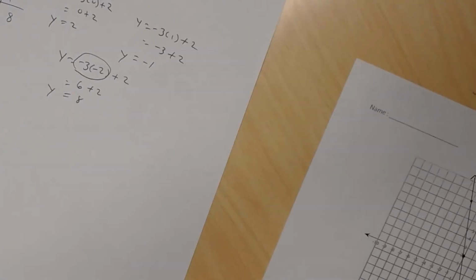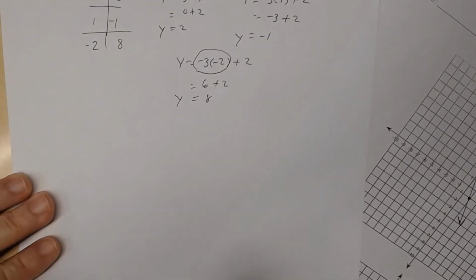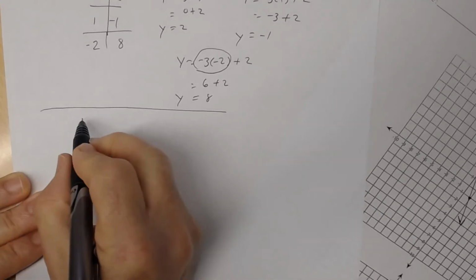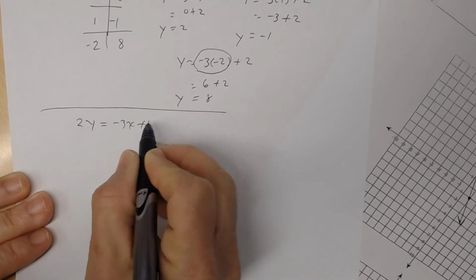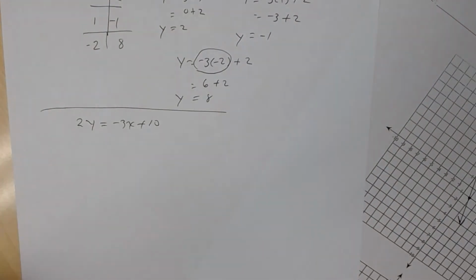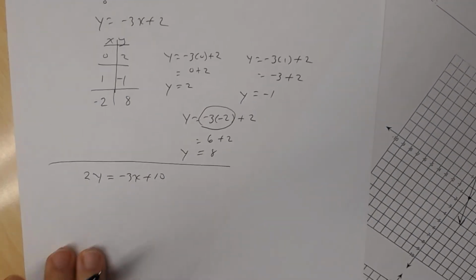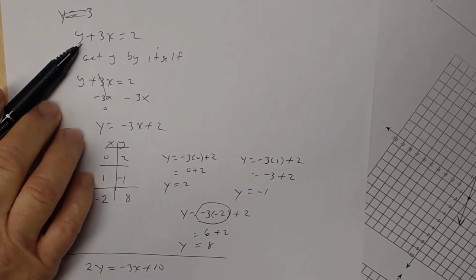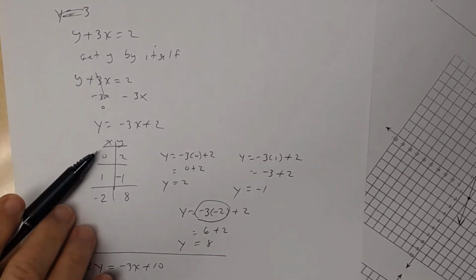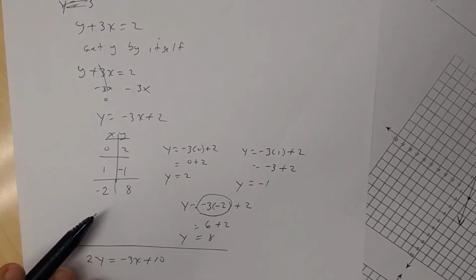Okay, and then let's look at this one now. Suppose we had 2y equals negative 3x plus 10. Again, what you want to do here, just like you did over here, you want to get y by itself. It makes it a lot easier. It's easy to find the points just by getting the variable y by itself.